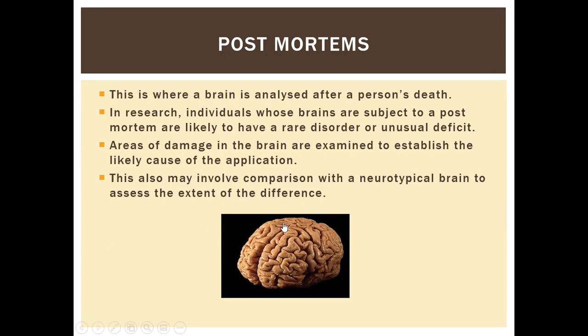You can take a brain and compare it to what we call a neurotypical or a normal brain to see differences in brain structure. Now, postmortems only show structure. They do not show function because the brain is no longer working. So no function, but it does show structure.